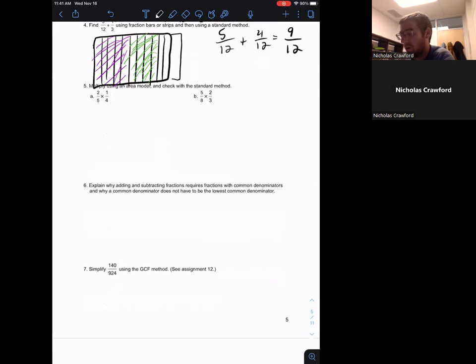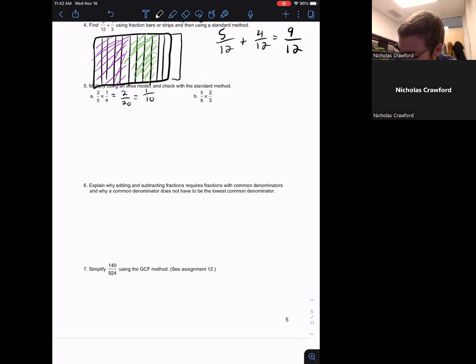Next is multiply using an area model and then check with the standard. So the standard is just multiplying straight across, which is 2/20. And this can be reduced to 1/10. Okay, so that's the standard way. You just multiply the numerator and multiply the denominator. How are we going to do the area way? So we need to do 2/5 times 1/4.